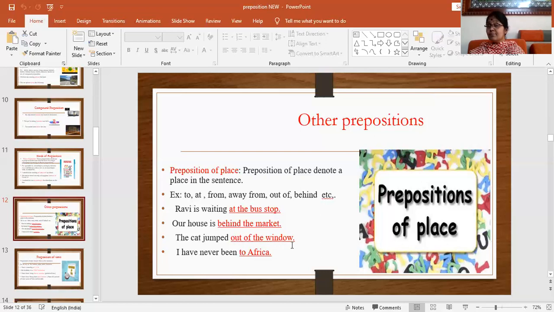From where did it jump? Window. Out of is our preposition. I have never been to Africa, which is a preposition to. Where? Africa. So these examples tell us that prepositions of place denote a place in the sentence, right?